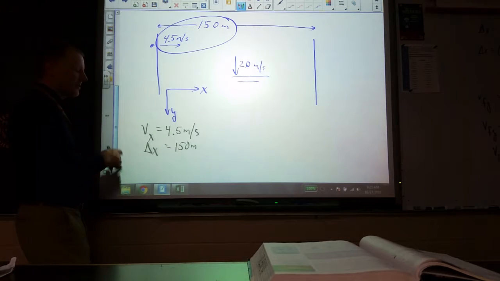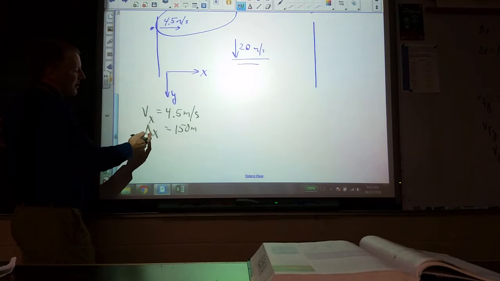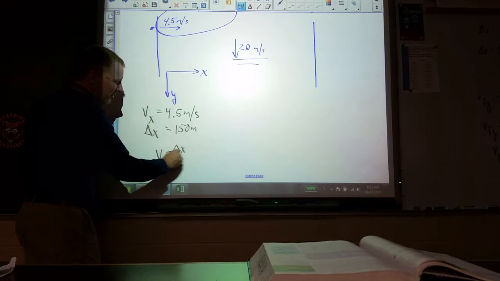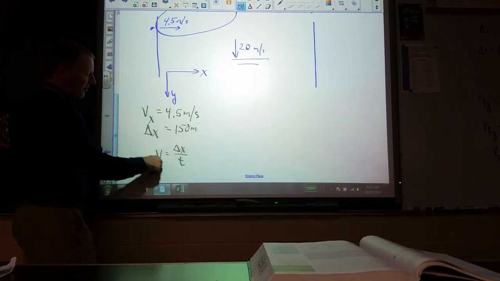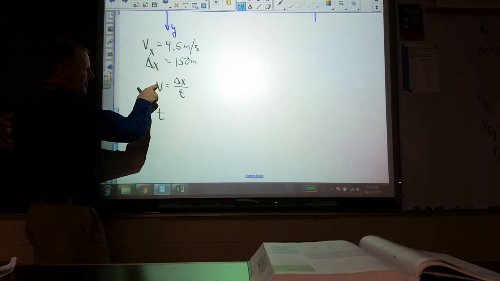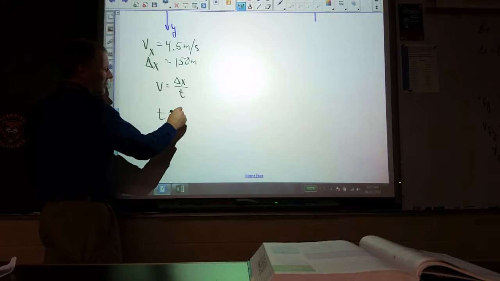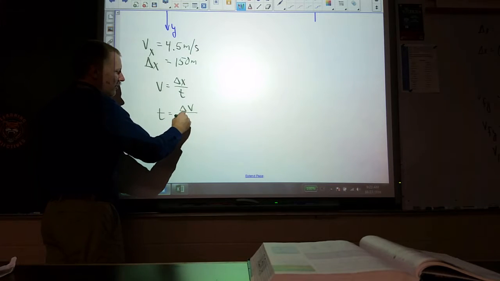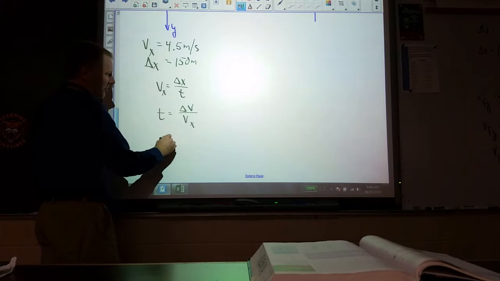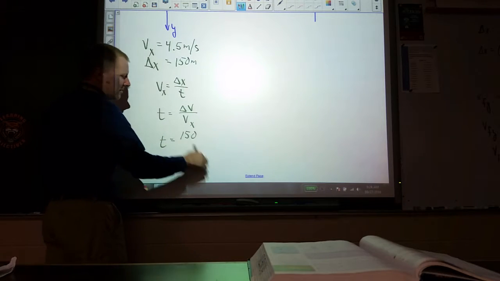We want to know how long is it going to take us? Well, this is a velocity question. So velocity is equal to a change in position over time. We just have to rearrange this to get time. So multiply both sides by time and then divide by the velocity. It'd be our change in position over our velocity in x. Oh, we have those numbers. 150.